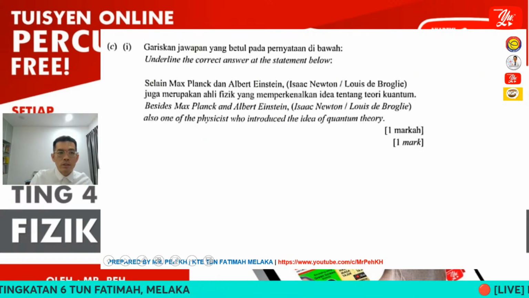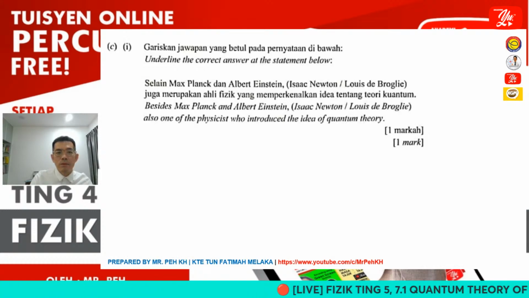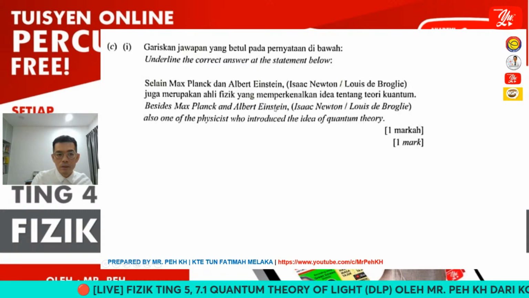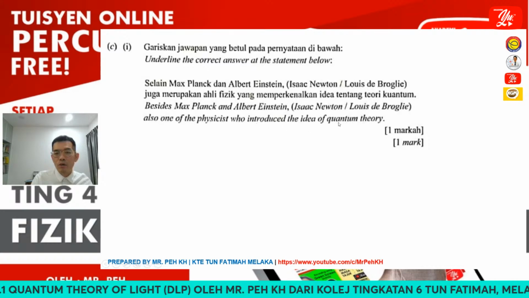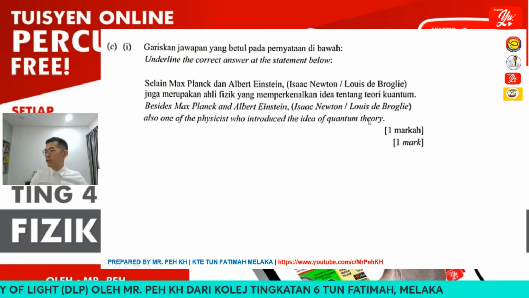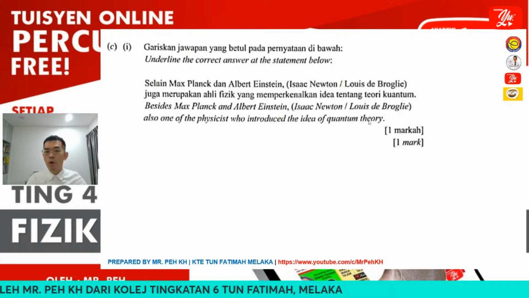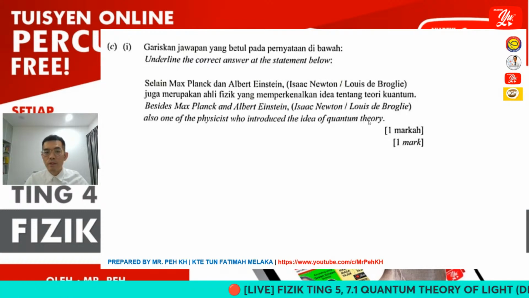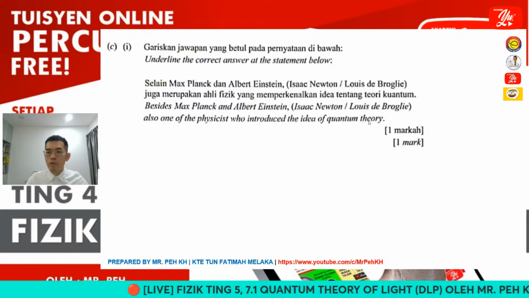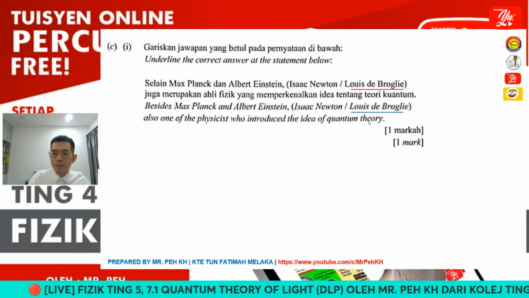Okay, so the question C1. Underline the correct answer in the statement below. So here, besides Max Planck and Albert Einstein, who is another physicist who introduced the idea of quantum theory? I think this will be very clear. Just as we explained already, we have 4 physics developments for classical theory, and another 4 developments for the quantum theory. So the answer here is very clear, it will be Louis de Broglie, 1 mark.